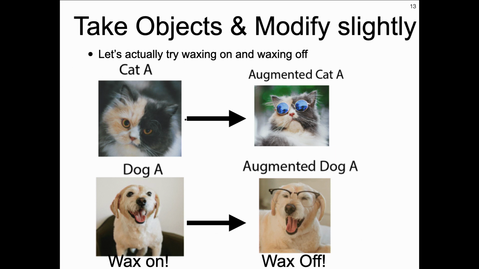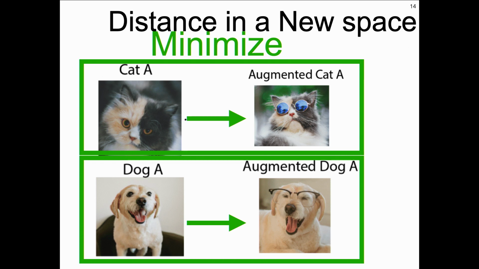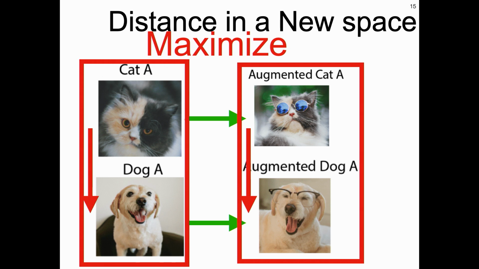So I'm going to give them each sunglasses, and these are going to be my wax on and wax off. What I'm going to do is tell a neural network to build a space where the cat and the augmented cat live in the same region, and the dog and the augmented dog also live in the same region, but these two objects themselves are far apart from each other, right? So the dogs are far away from the cats, and even the augmented dogs are far away from the augmented cats.